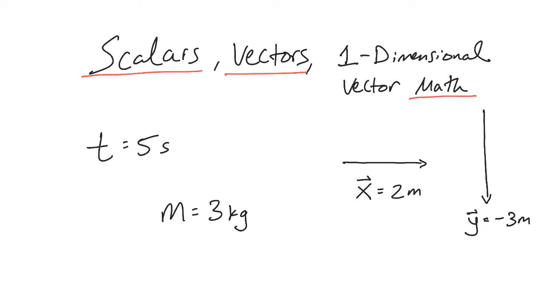A couple instances of scalars here I've put down. So time is a scalar. It doesn't have a direction associated with it, just a magnitude. And mass is a scalar as well. No direction associated with mass. That's in contrast to some vectors that you see over here I've drawn. Here's a vector that's 2 meters in length, and it's pointing to the right, and then this one is pointing down, and it's pointing in the negative direction, and it has a length of 3 meters. Also using the symbol X for a horizontal vector and the symbol Y for a vertical vector, standard to do in physics.